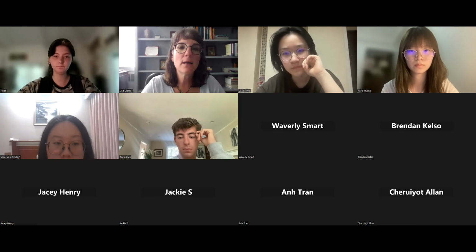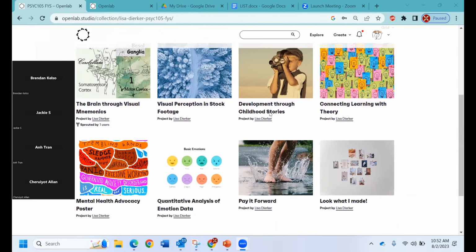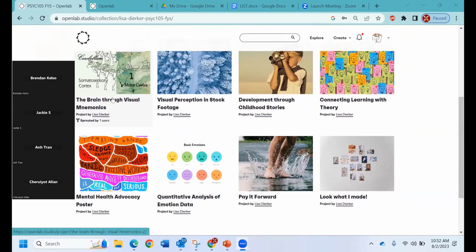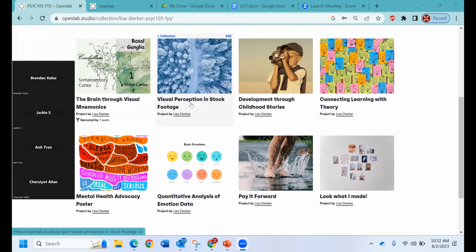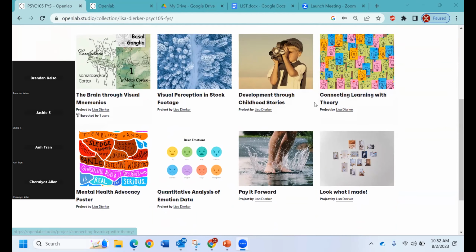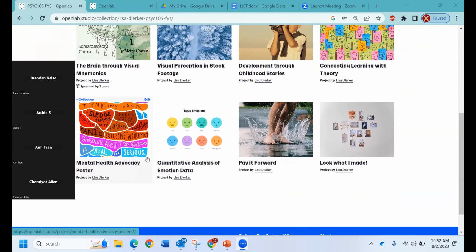Share screen again. Okay, so in this collection, you see there's the brain through visual mnemonics, the visual perception stock footage, which you guys worked on, development through childhood stories, collecting learning with theory, your new video, health advocacy poster, your quantitative analysis of emotion data project. And then there's two more. One is Pay It Forward, which we'll talk about, which you'll plan. This is kind of your final project for the semester.